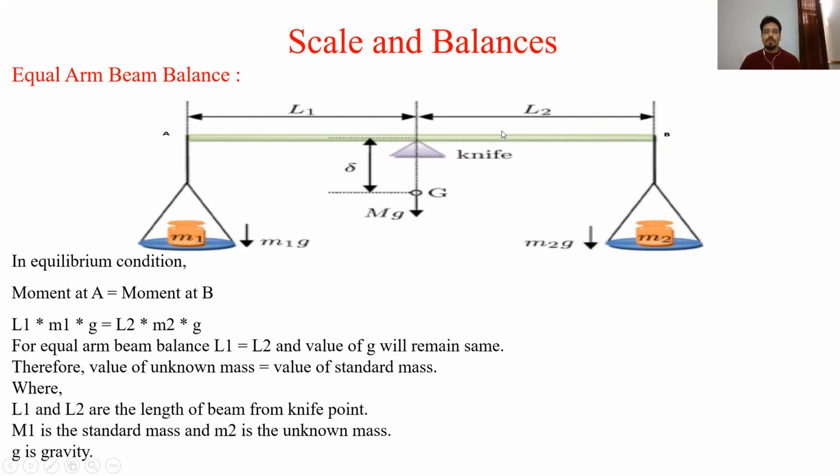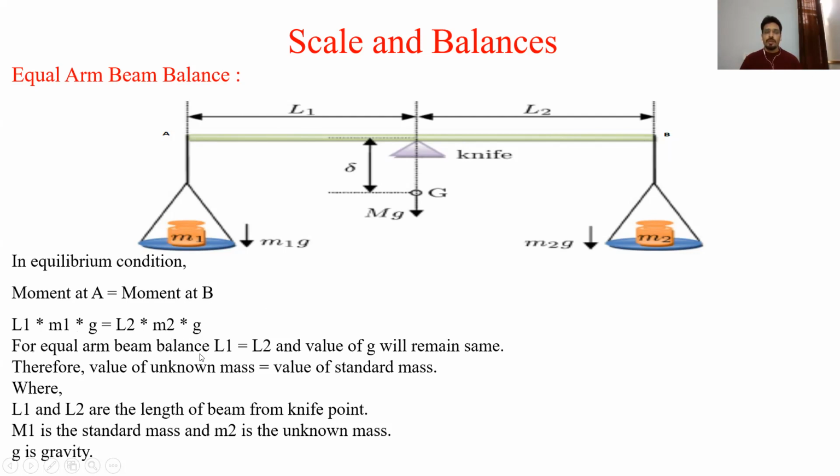And what will be the equilibrium condition? The equilibrium condition is that the moment at point A is equal to the moment at point B. It means L1, the length of the beam at the left hand side, into M1, where M1 is the mass of standard value, into g, is equal to the moment at B, L2 into M2 into g.